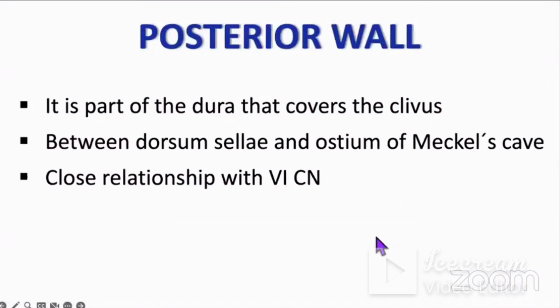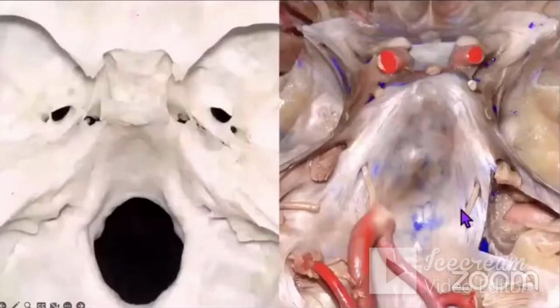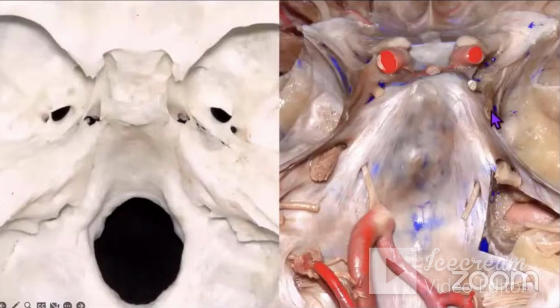The posterior wall is part of the dura that covers the clivus. It is between the dorsum of the sella and the ostium of the Meckel cave, and it has a very close relationship with the sixth cranial nerve. So this is bone, and we can see the posterior view, the posterior wall of the cavernous sinus. This is the fifth cranial nerve, fourth, third, and this is the sixth cranial nerve, and the hole where the sixth cranial nerve perforates the dura in the clivus.